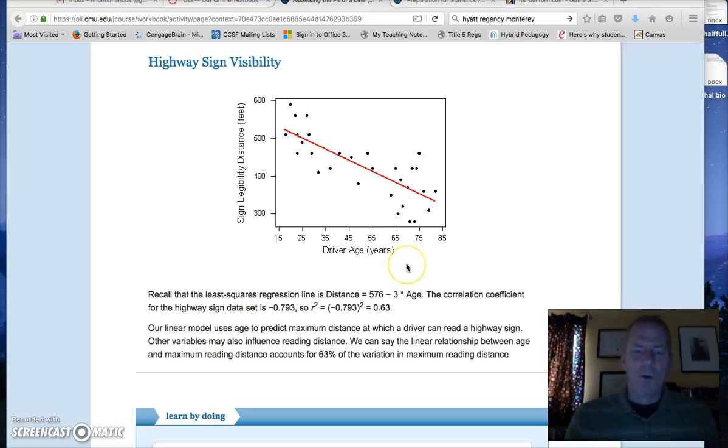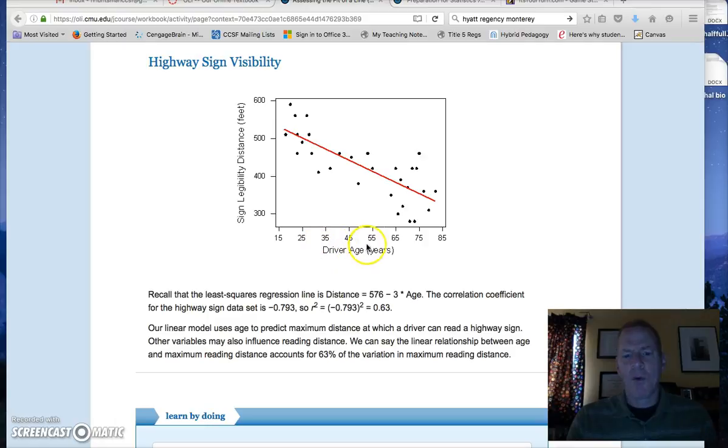Now, when you go a little further here and ask, how good is the line of best fit? That's what this red line represents, the least squares regression line or line of best fit. Well, there's a couple ways to look at that. One of them is to find the R squared value. And you'll notice they've done that little calculation right here. They just took the correlation coefficient and squared it, and they got this number. So this number now represents the percentage of the variation in sign legibility that is explained by the least squares regression line.